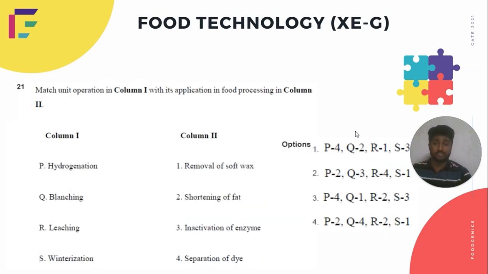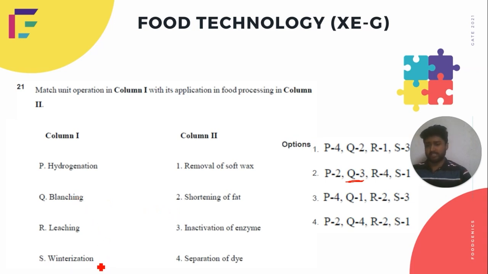So moving to the next question, we have a match type question here. Let us see how we can approach this. We know that blanching is a very common process where inactivation of enzyme takes place. So this Q is Q3, and only option 2 has Q3. So this is a very straightforward match. Still let us verify the other options.